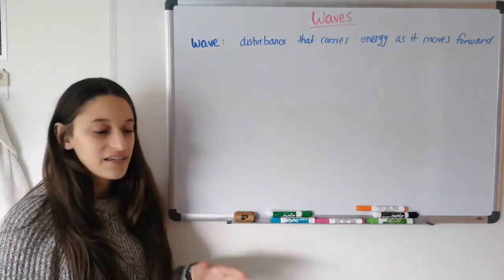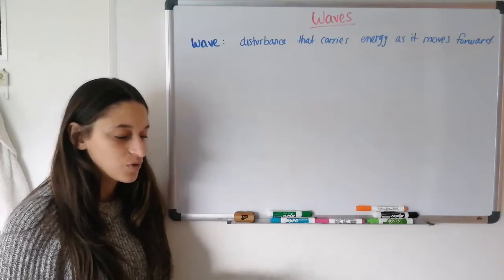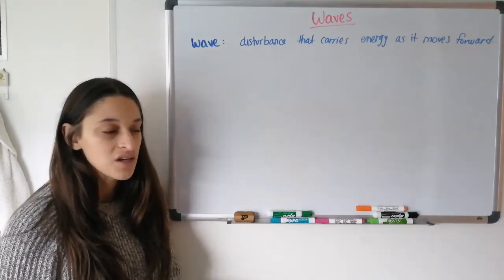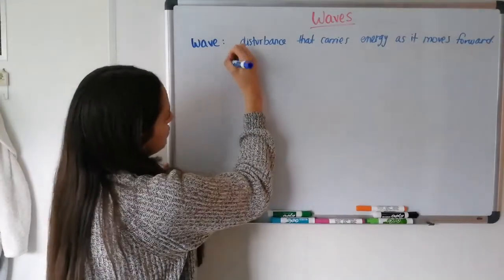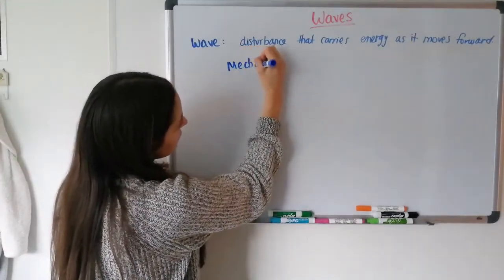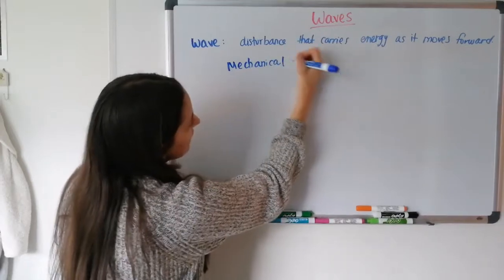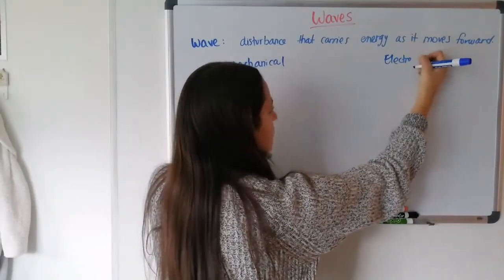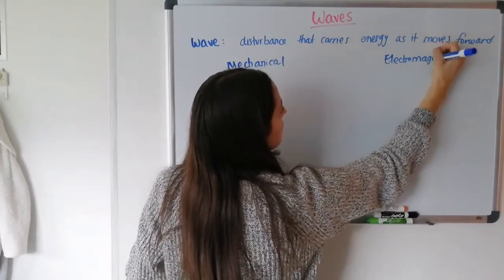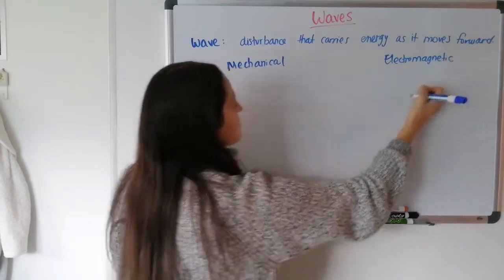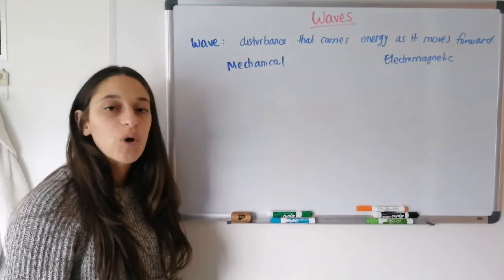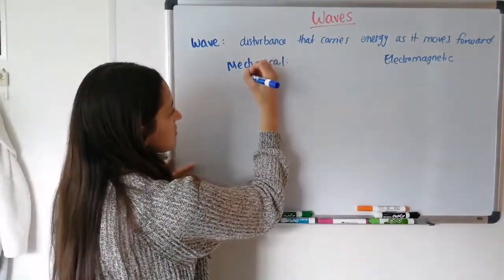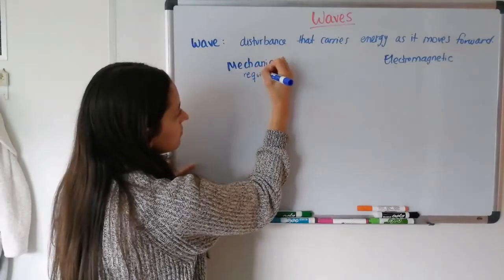Now, they can be divided into two types according to one characteristic and into two other types according to another characteristic. So we have mechanical and electromagnetic waves. So mechanical waves require a medium to travel through. So the definition of this is that they require a medium.